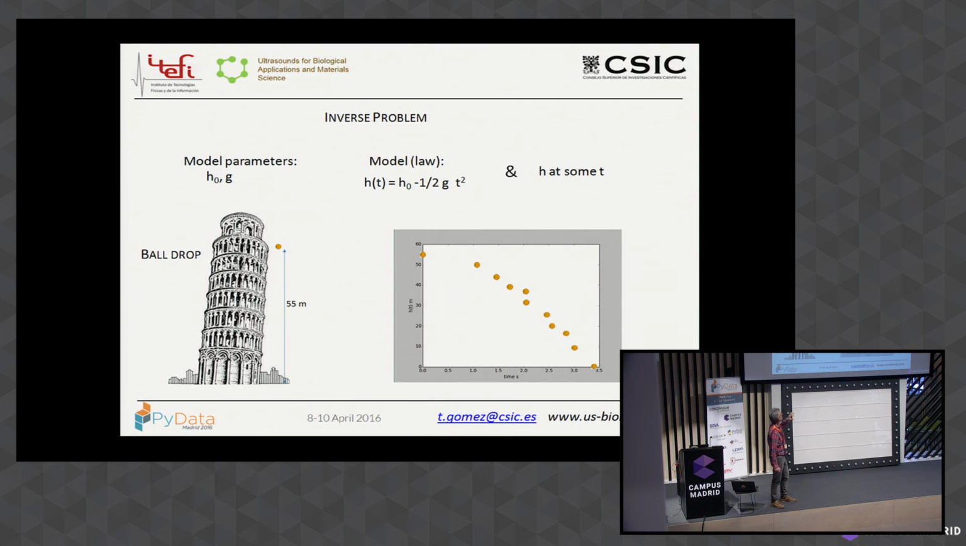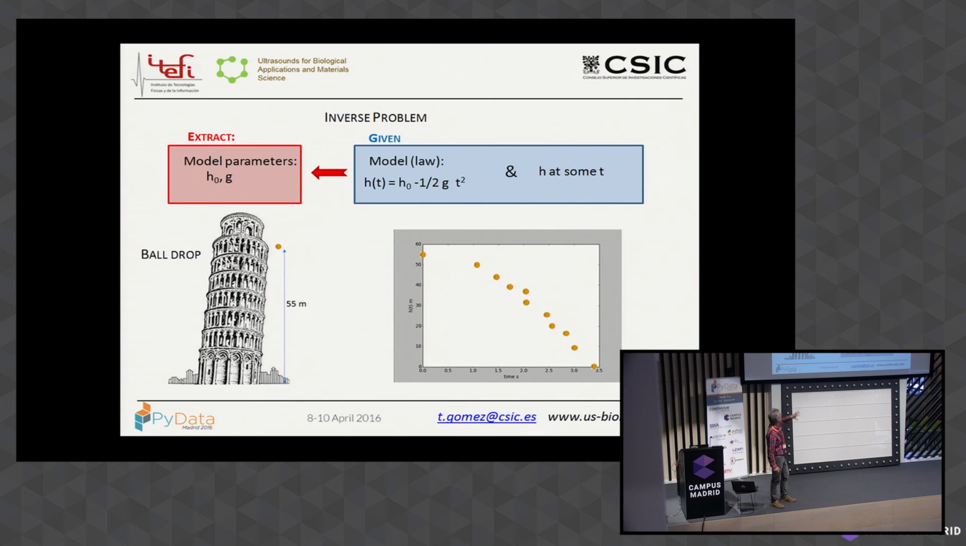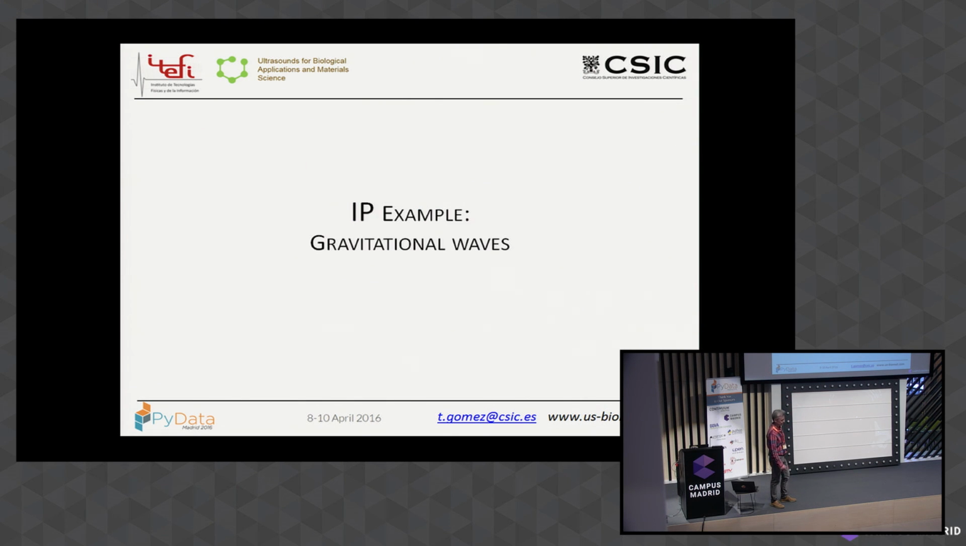Same situation. I have the same model. I have the position of the ball at several times. But what I want to do now, assuming that the model is okay and that I have the measurements, is to extract the model parameters. From these measurements I would like to extract the original height of the ball and the value of the gravity, right? I will have a prediction, and I will try to fit the prediction to the position. By fitting this, I will extract the parameters. So it's a very naive example.